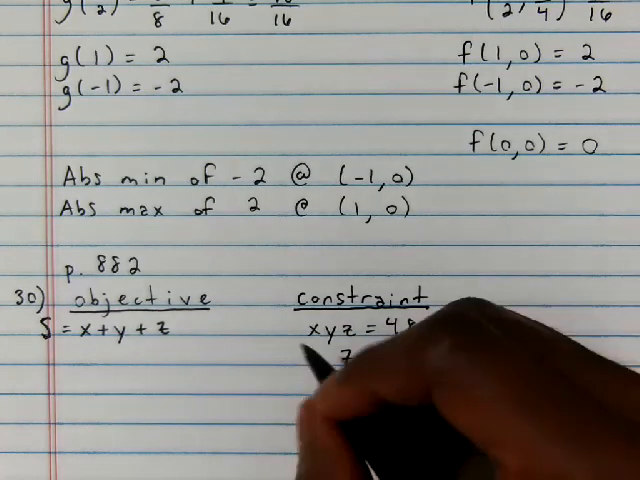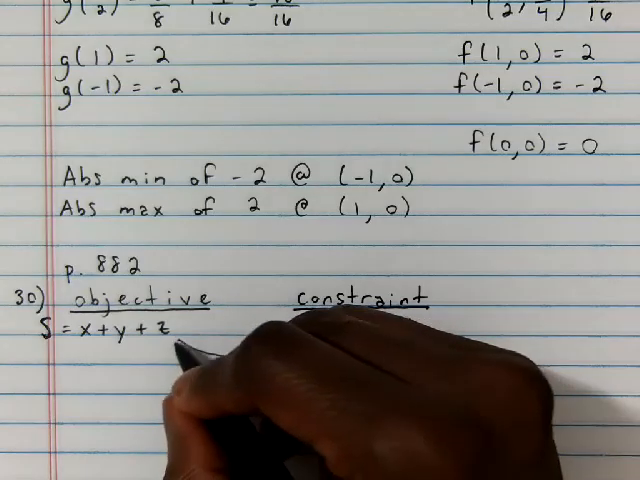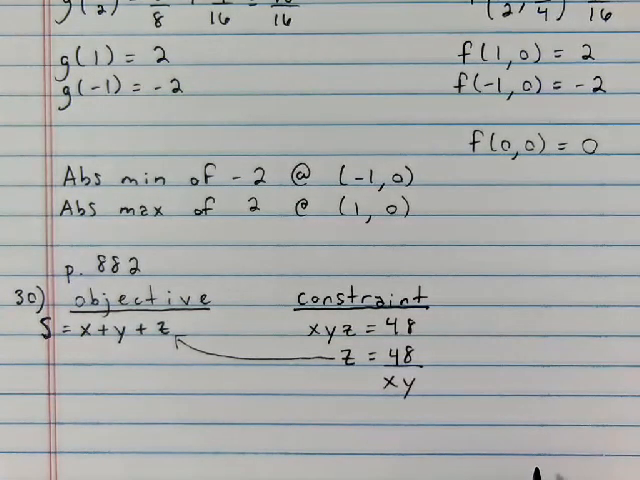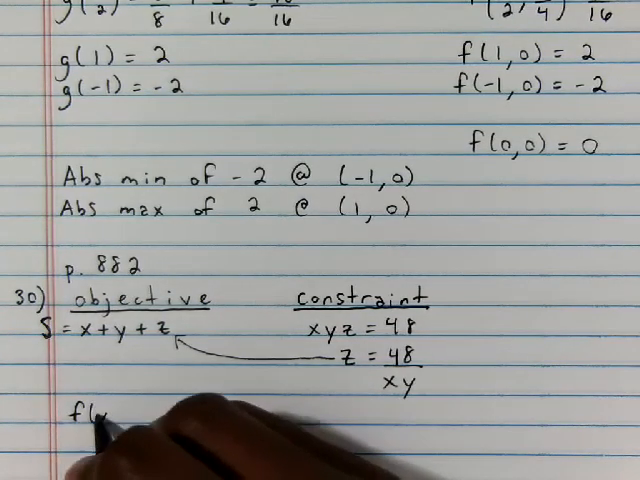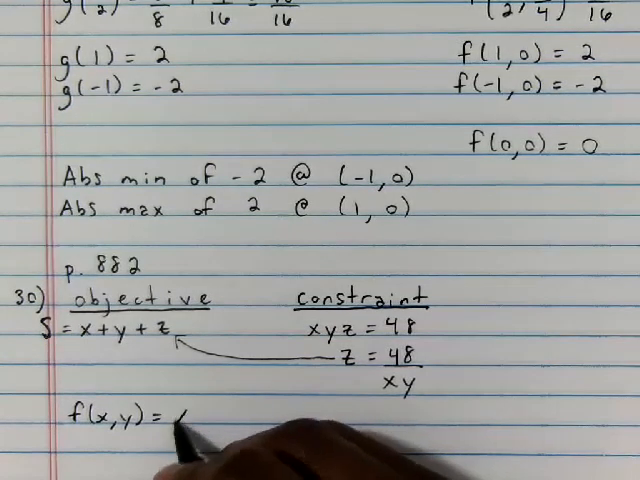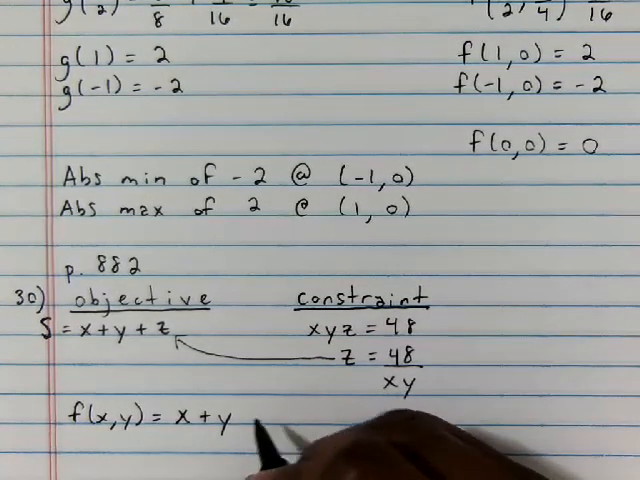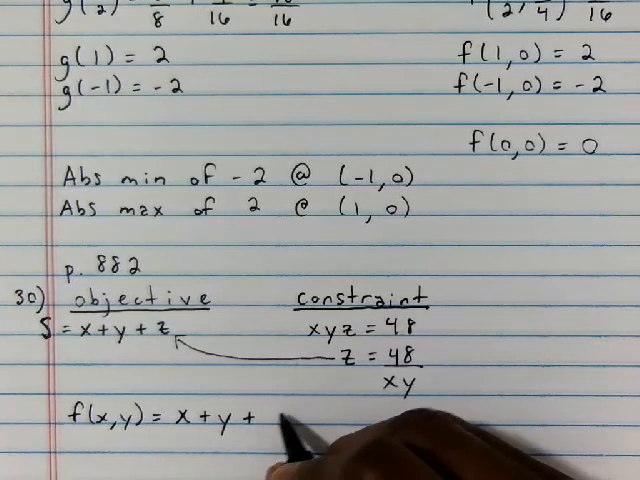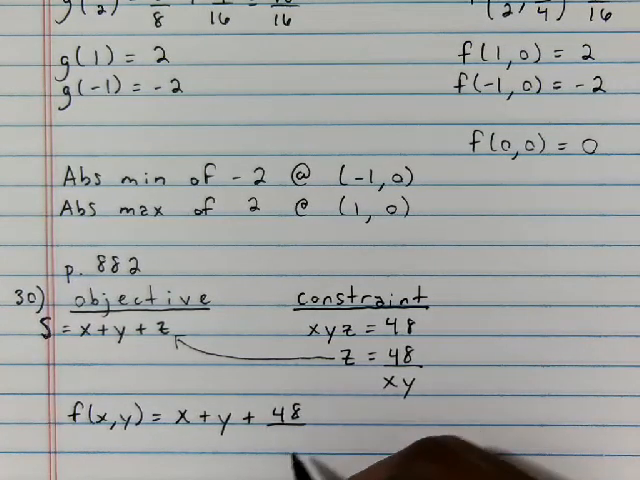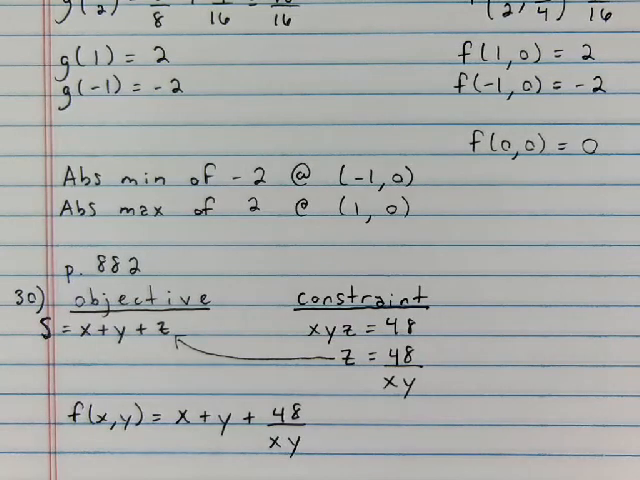Now we substitute that in, and this becomes a function of X and Y. So our objective becomes f of x, y equals x plus y plus 48 over x times y. Since I'm out of time for this lecture, we've gotten to the point where we have a function set up. Now you can go through the steps and find the partial of f with respect to x and the partial of f with respect to y to find your critical points.